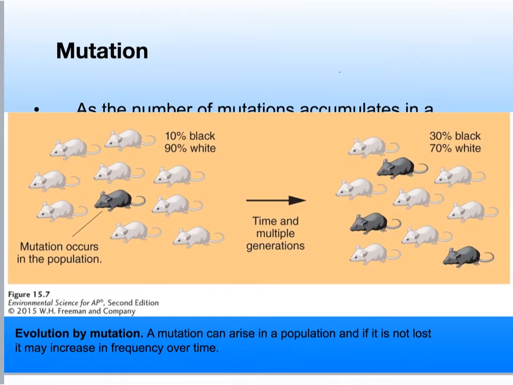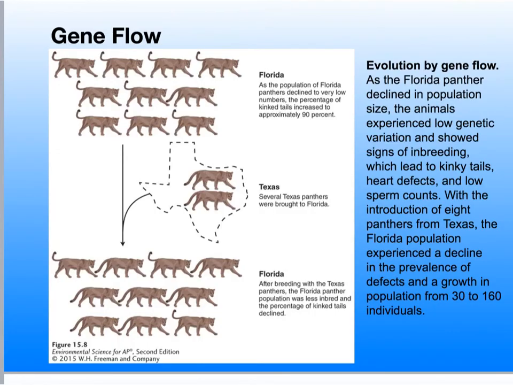I have an example of evolution by mutation. So a mutation can arise in a population just at random. And if it's not lost, it may increase in its frequency over time, just through a normal mating process. One of the scariest examples in gene flow is the Florida panther.